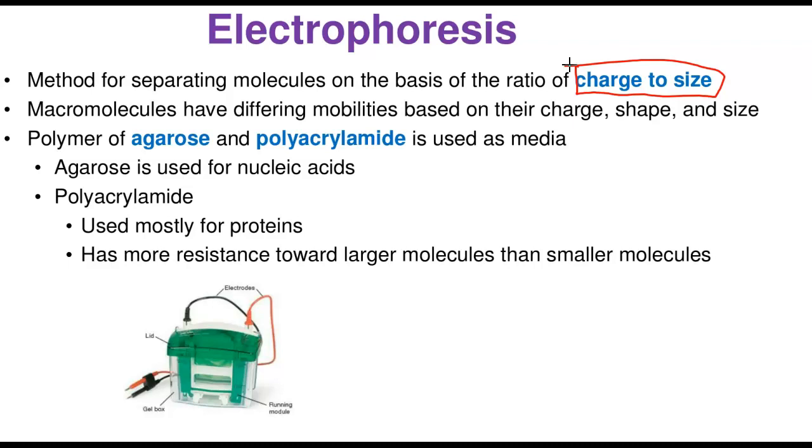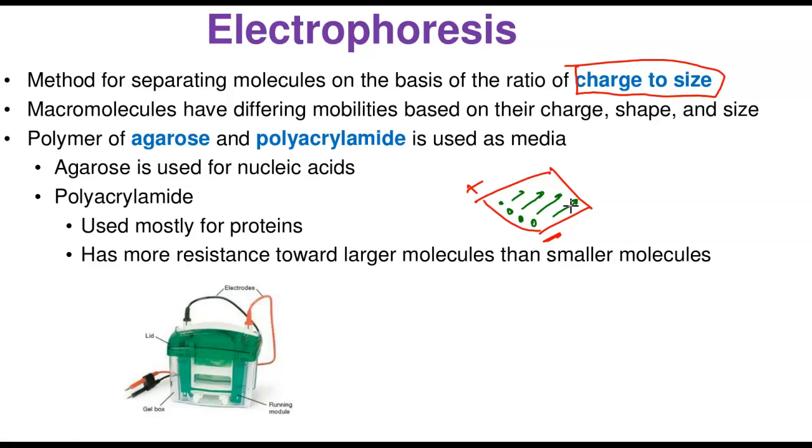A gel is applied onto a plate, and then a voltage is passed through it. This is the plate that has been applied, and then you spot what? You spot your samples all through this. What the samples do is to move and then get separated depending on the charge and the size. On their size, they get separated.